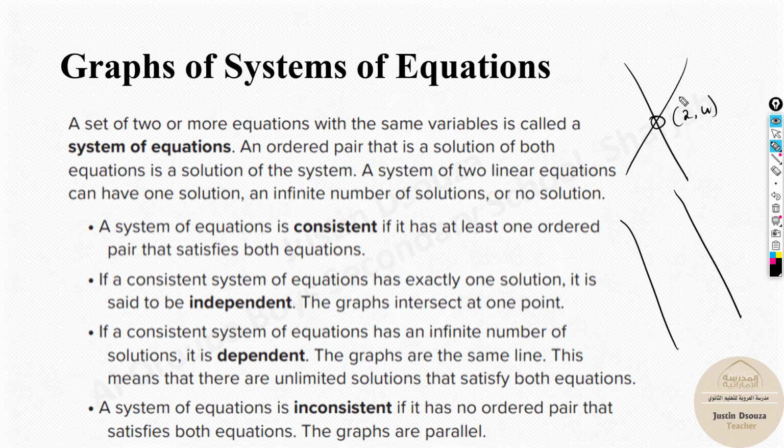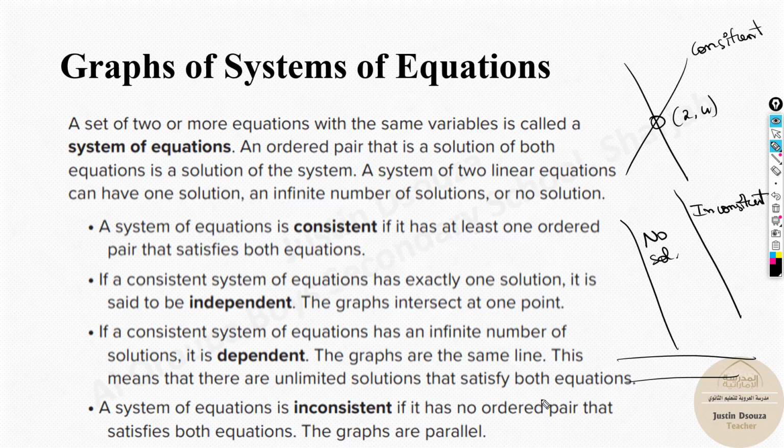Now, whenever you have solutions in your graph, you call it consistent. Whereas if you do not have solutions, like with parallel lines, because they will never touch each other, the parallel lines will never cross each other. Here there is no solution. No solution means it's inconsistent. So you basically have no solution here. Now, this is about consistent and this is about inconsistent. I hope this is clear.